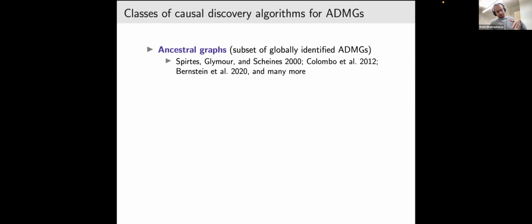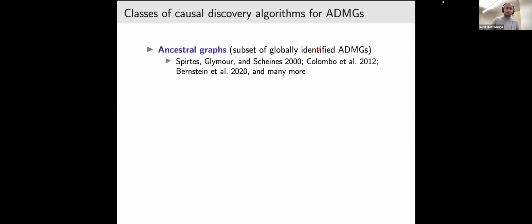taking these really nice ideas about finding algebraic constraints, and then trying to move towards introducing them into causal discovery algorithms. Here's kind of what we know about causal discovery for various classes of ADMGs. So ancestral graphs have been studied a ton. Here's just 3 citations about algorithms for causal discovery in ancestral graphs.